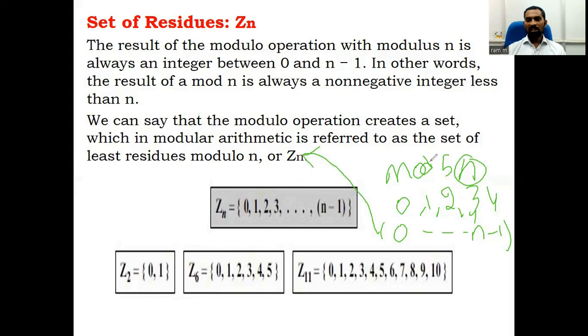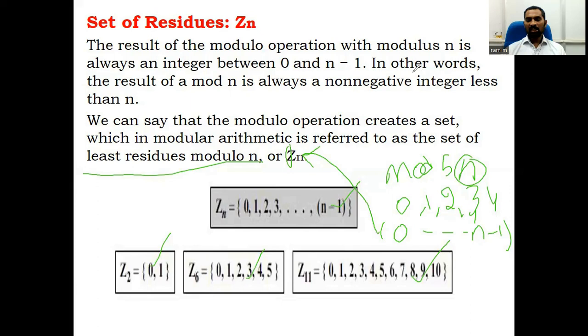Why? Because we are applying this mod operation between values belonging to the set of integers Z, and this n represents the modulo. So this is Z of 2, this is Z of 6, this is Z of 11. We can say that the modulo operation creates a set, which in modular arithmetic is referred to as the set of least residues modulo n. So these are the set of residues when you apply modulo 6.